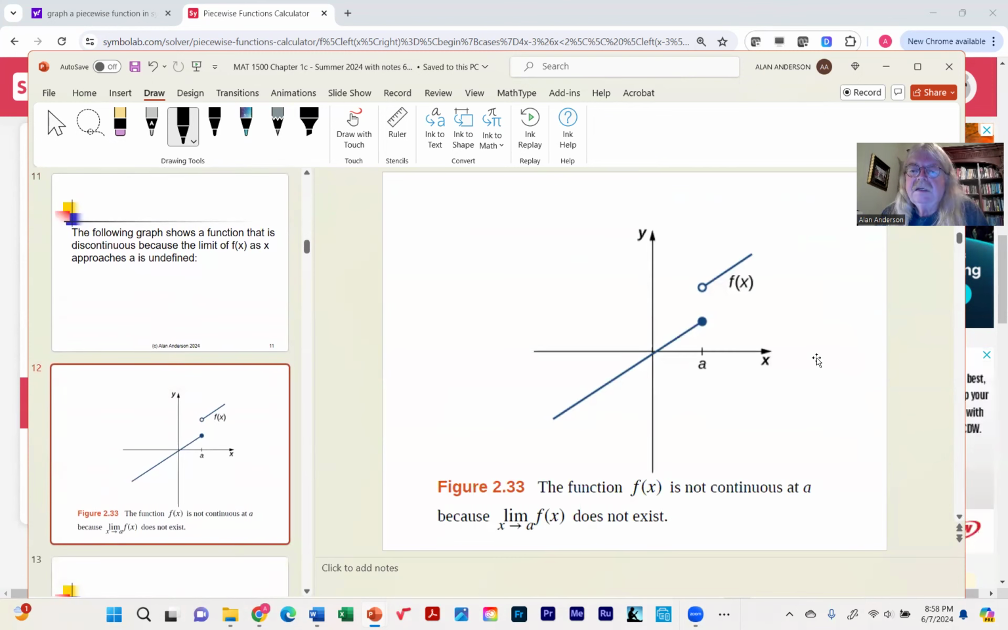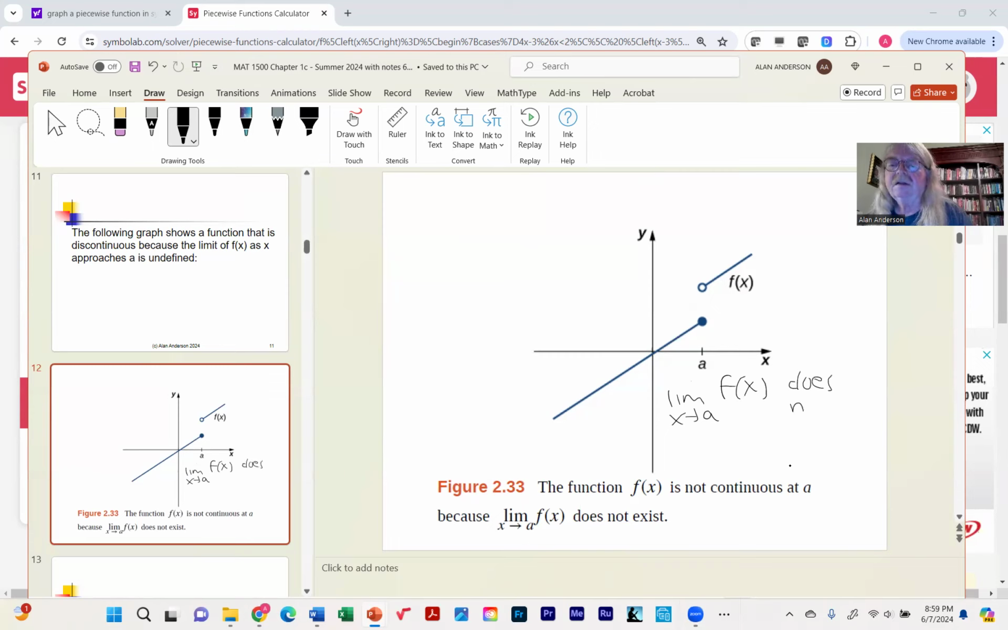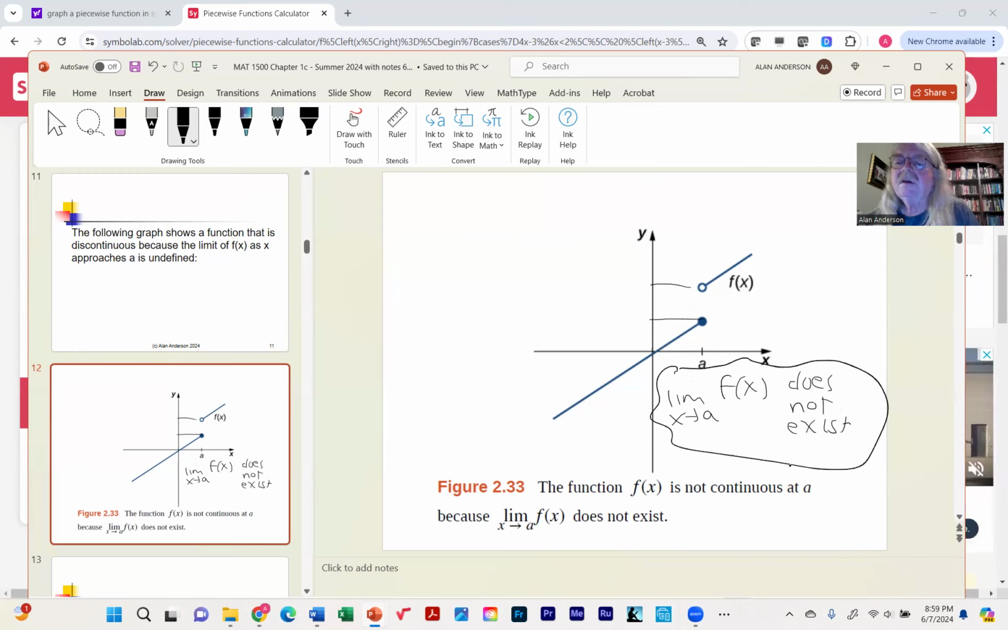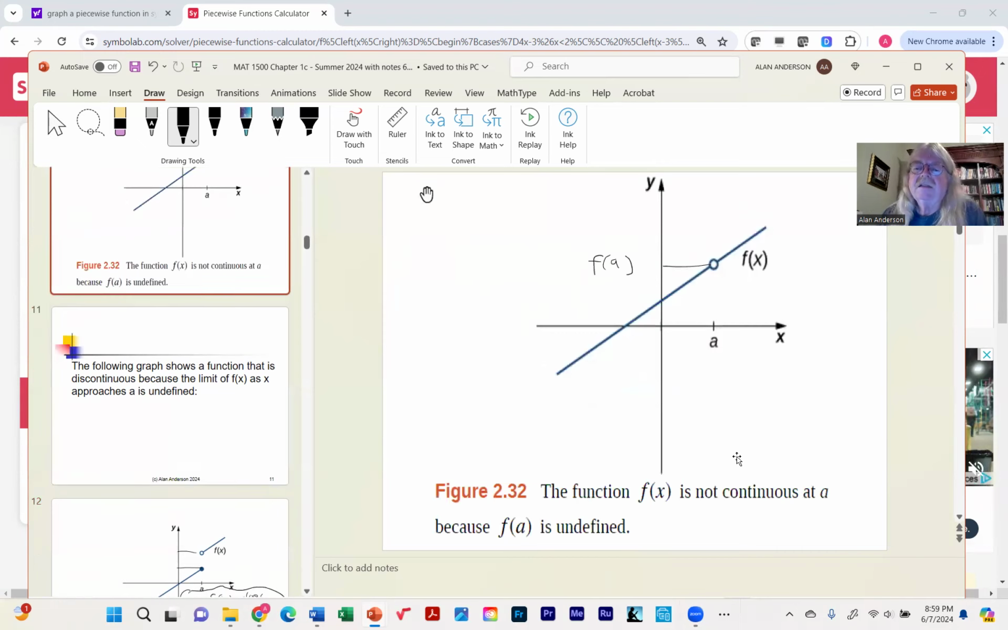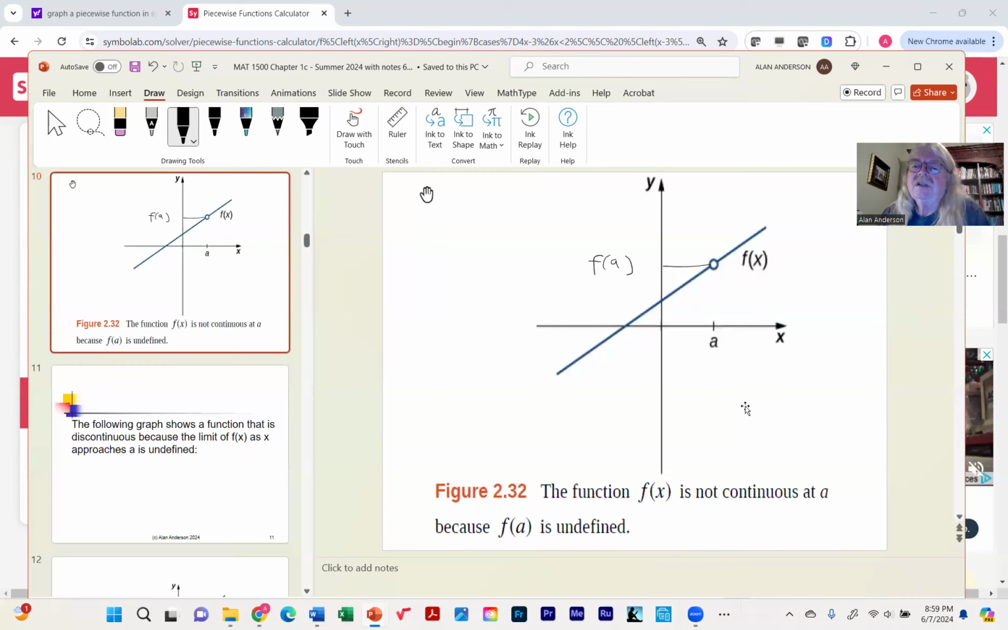This one, now this one you can see the function is not continuous. Here, the limit as x goes to a does not exist because it's different coming from the left and coming from the right. Okay, so coming from the left, it's this number. Coming from the right is this number, but they're different from each other, as we've already seen. So the limit at that point does not exist, and that is enough for us to know that the function is discontinuous. Okay, so like I said, there's different ways of being discontinuous.